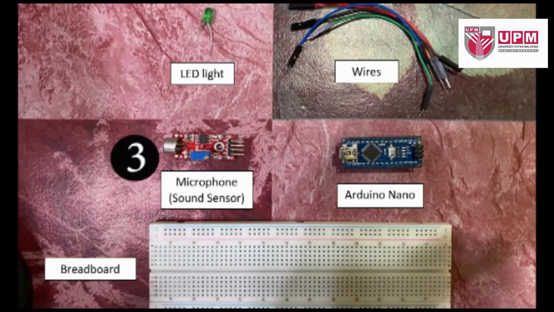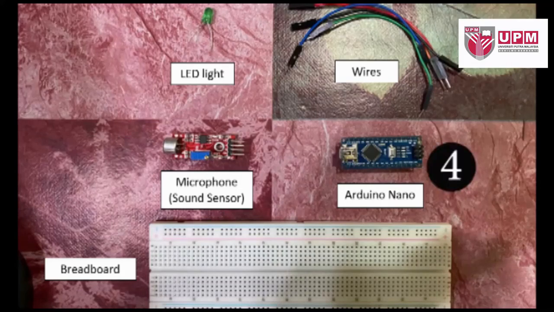Third, we will need a microphone or sound sensor. Can anyone tell me what this component's function is? It detects sound produced in the surroundings and sends a signal to the controller, like how our brain listens to sound from our ears. Fourth, we need an Arduino Nano board. It works like our brain that controls our body movement, and we can call it the controller.